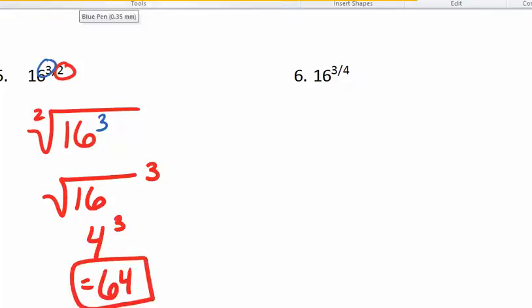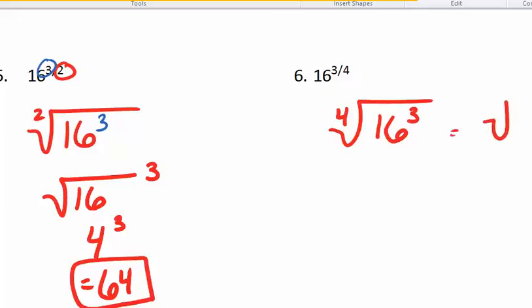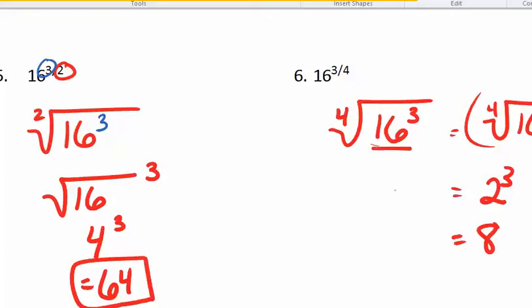I'm going to do something very similar with number 6. The index in this case is 4. It's 16 to the third power, but I'm going to do that radical first because they are interchangeable. I'm going to do the fourth root of 16 and then raise it to the third power. So the fourth root of 16 is actually 2. 2 times 2 times 2 times 2 is 16. Raise that to the third power and you get 8. You'll notice that it's much simpler than trying to do 16 times 16 times 16. You're going to end up with a huge number and then trying to figure out what the fourth root of that is.